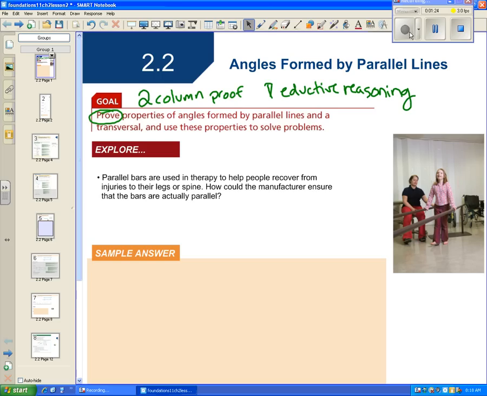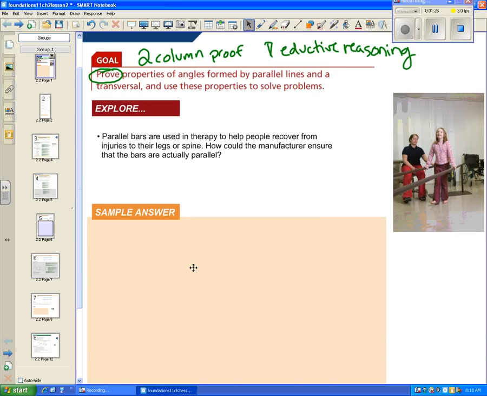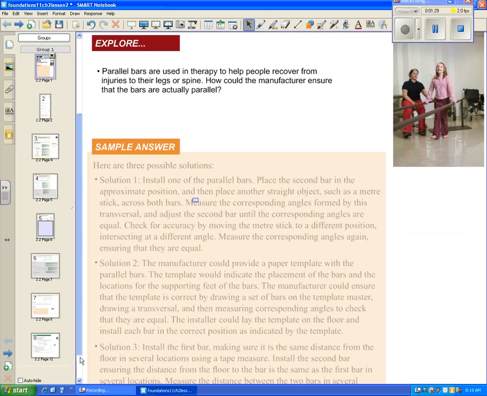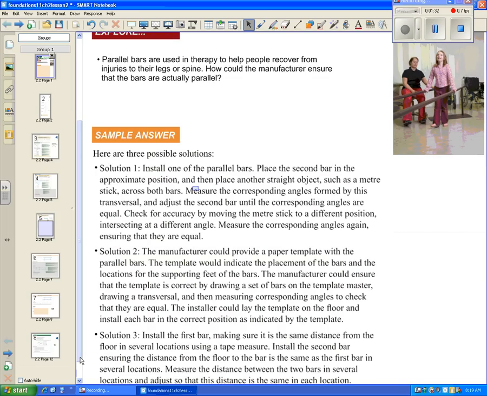Okay, hopefully we actually did press pause. We're going to see if any of you guys came up with these or maybe even better answers than this. So solution 1, install one of the parallel bars. Place the second bar in an approximate position and then place another straight object, such as a meter stick, across both bars. Measure the corresponding angles formed by this transversal, and adjust the second bar until those angles are equal. Check for accuracy by moving the meter stick to a different position and intersect at a different angle. So they're putting a transversal and checking that these angles are the same.